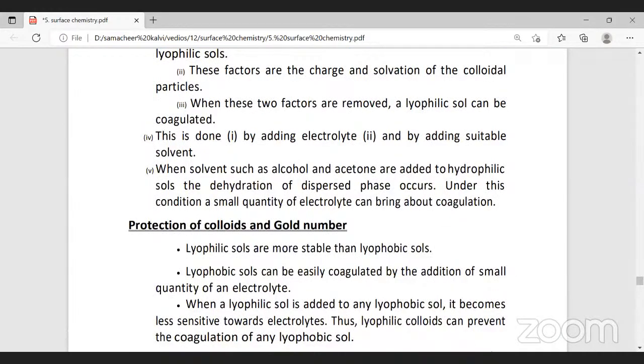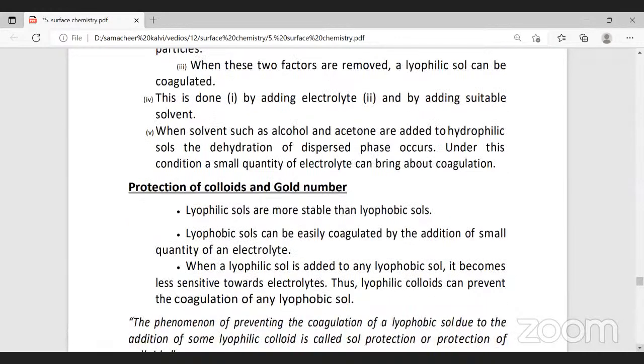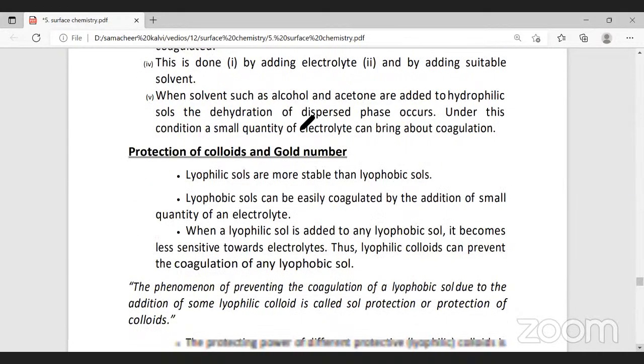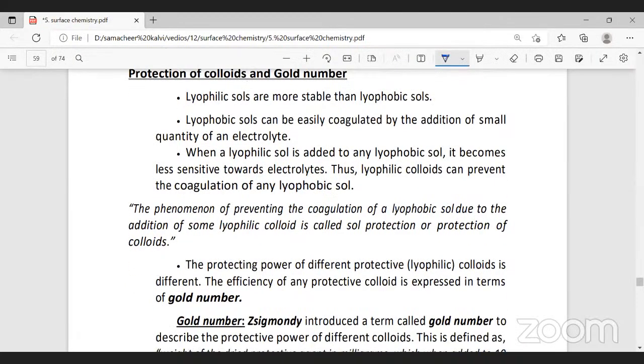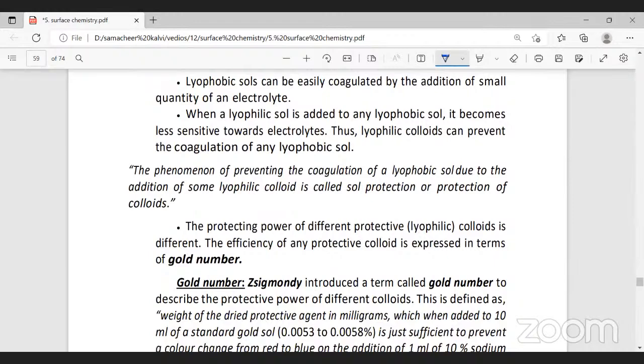And the last part of the topic is gold number. This is important, gold number. What is this gold number? Now, gold number, the term introduced by a scientist named Zsigmondy.